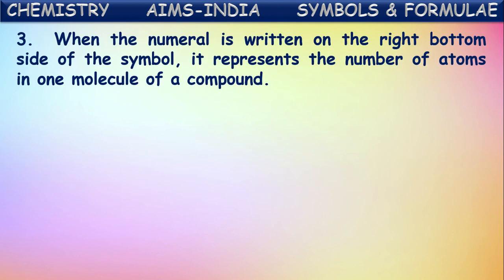Okay, next one more point. When the numeral is written on the right-hand side bottom of the symbol, it represents the number of atoms of that element in one molecule of a compound. So instead of writing at the left-hand side or before the formula, if a number is written at the right-hand side bottom of the symbol, then that represents the number of atoms of that element present in one molecule of that compound.